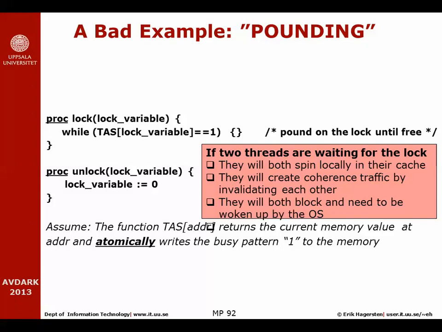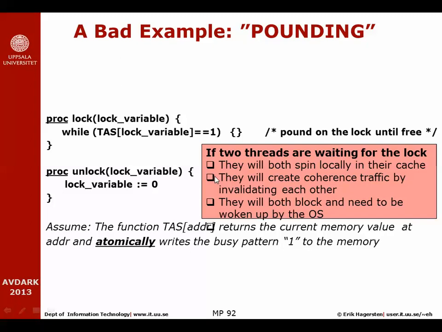So if two threads are waiting for the lock implemented like this, what will happen? They will both spin locally in their cache, they will create coherence traffic by invalidating each other, or they will both block and need to be woken up by the operating system. So unfortunately, the correct answer is the second one.